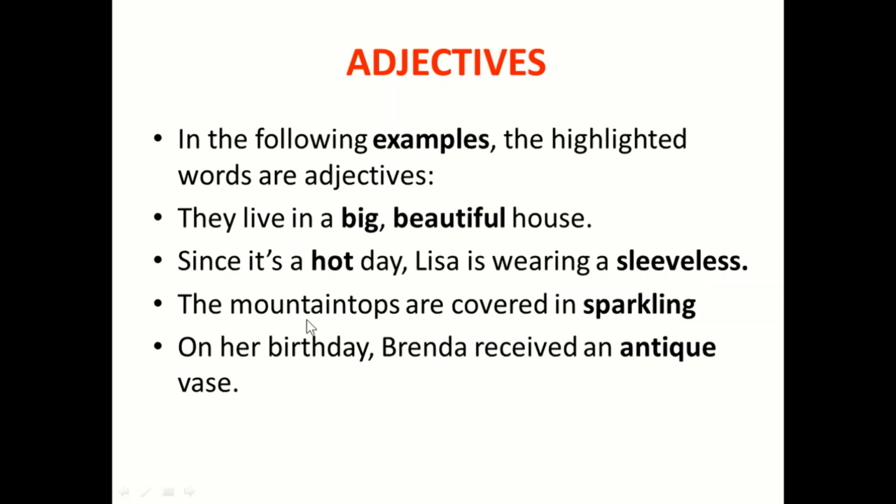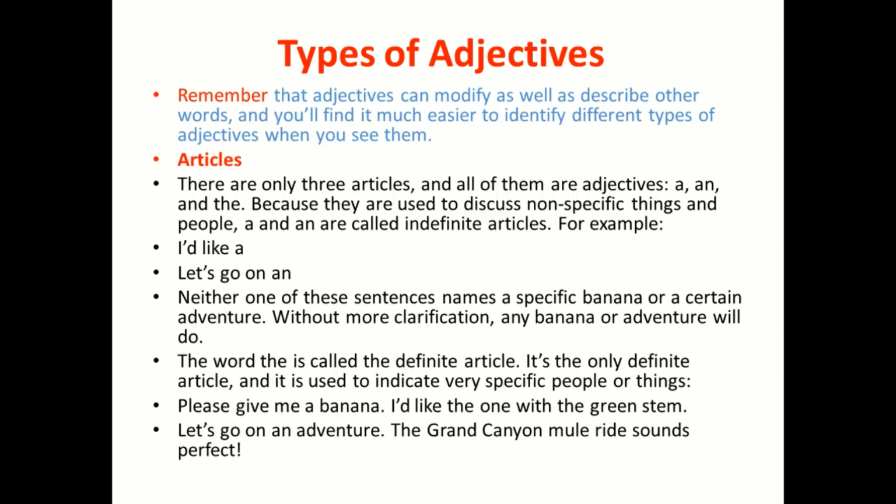The mountain tops are covered in sparkling snow. On her birthday, Brenda received an antique vase. As you can see, this antique modifies this vase. So the word that modifies a noun or a pronoun in a sentence, how it looks, how it feels, that is an adjective. Now here we have types of adjectives.